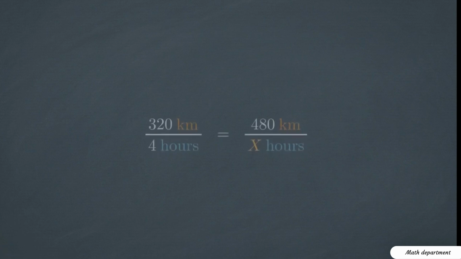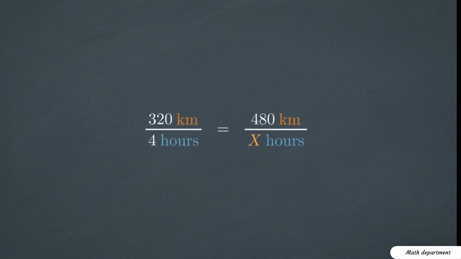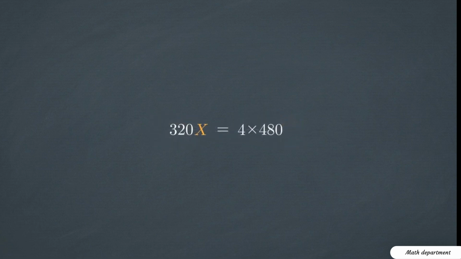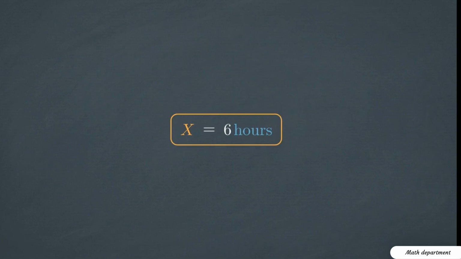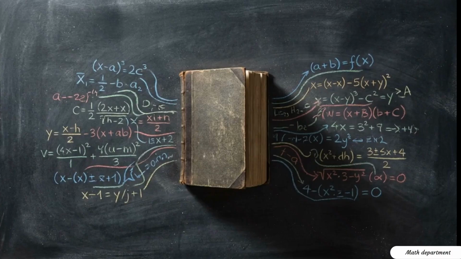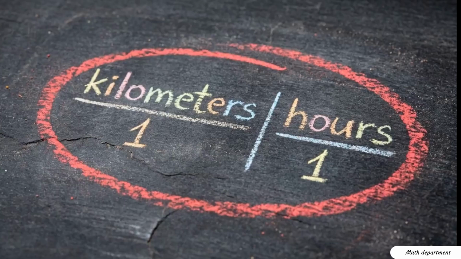To set this up correctly, match the physical units. If kilometers stay on top initially, they stay on top in the second ratio. Same for hours on the bottom. Cross-multiply to get 320x equals 1920. Divide by 320 to get 6 hours. Knowing all the algebraic tricks is entirely useless if your physical units aren't aligned perfectly before you do the math.